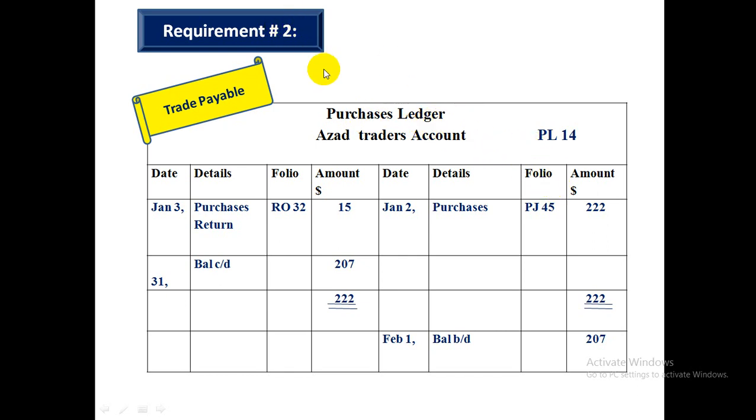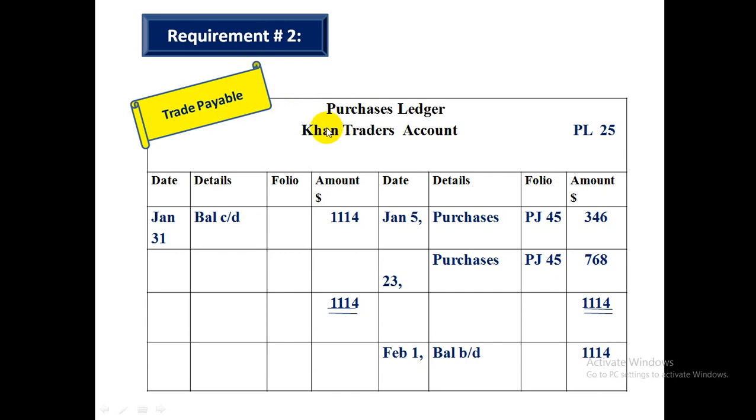We are still on requirement 2. The same is to be done with all the suppliers. Third supplier, Khan Traders. We purchased goods 2 times from Khan Traders, January 5th and January 23. These are the amounts of the goods which we purchased from them. We had not returned any goods to them. So altogether we owe $1,114 to Khan Traders. Adding the greater side and subtracting 0 from the greater side will give you the same balance. That will become your balance carried down.